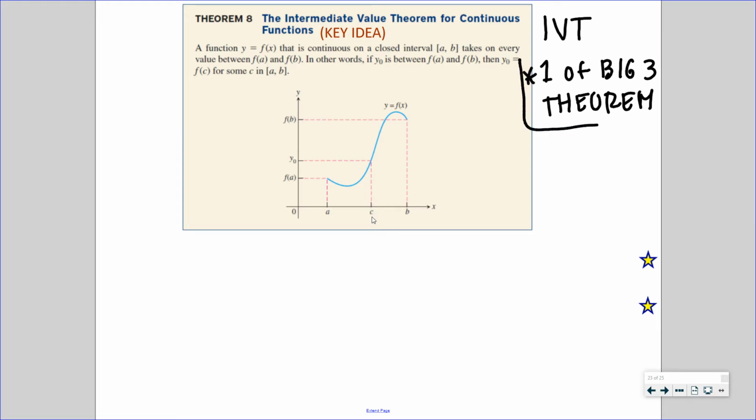So this one's important, one of the big 3. I'd say the most common is mean value. This is the second most common, and then the extreme one's usually the least common. Okay, here's what you must state for this theorem. So this is the hypothesis part. You must state or you must show 2 things. First, that our function's continuous on the interval.